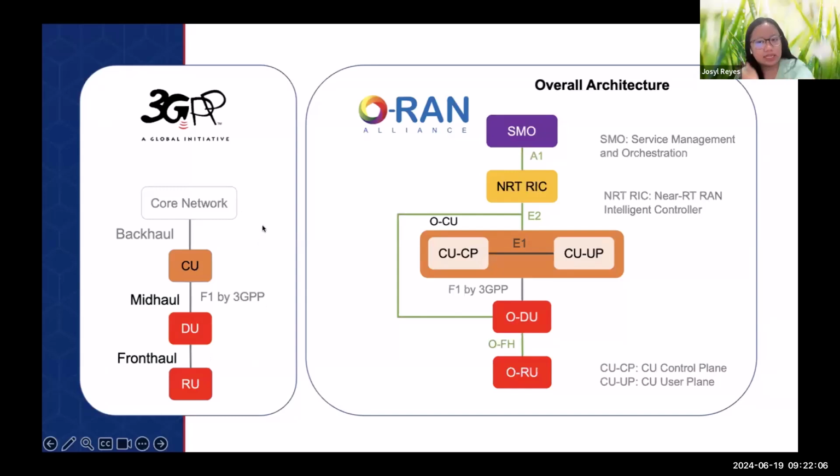Pagdating sa ORAN Alliance na architecture, as you can see, meron namang similarities. So you can still find the CU, DU, and RU here. Anong pinagkaiba? Naging O na, naging open. Naging ORAN defined na yung mga components. And aside from that, we now have the RIC, the near real-time RIC and the non-real-time RIC, defined in the service management and orchestration framework.